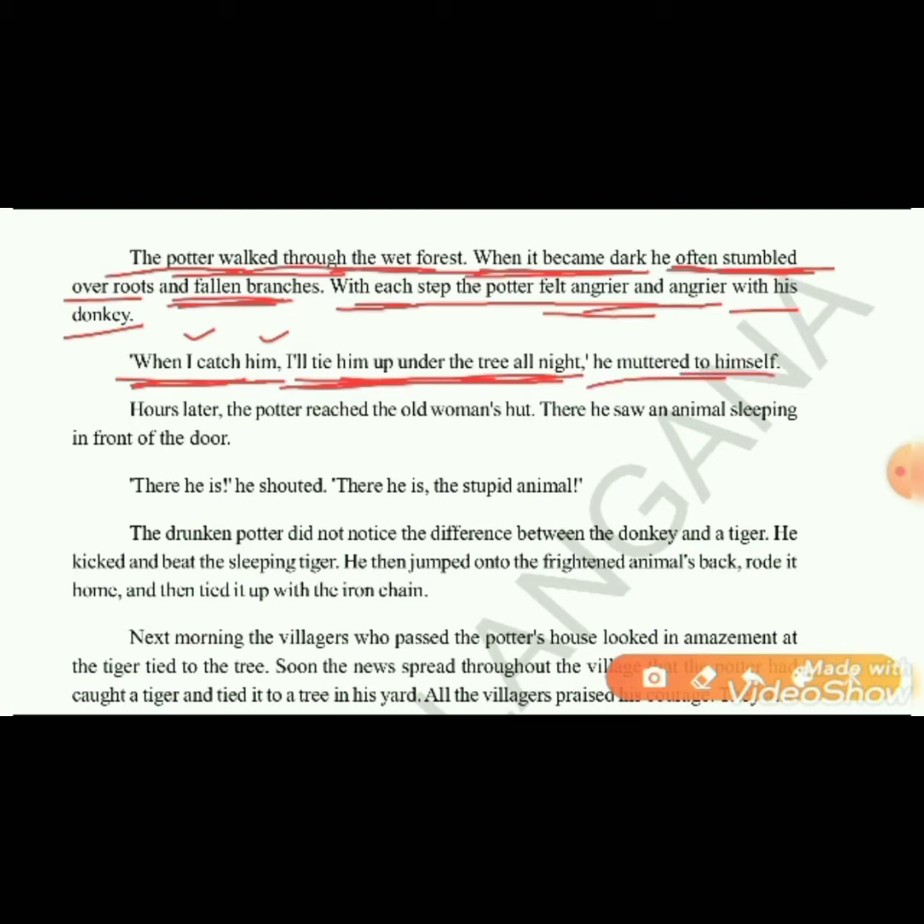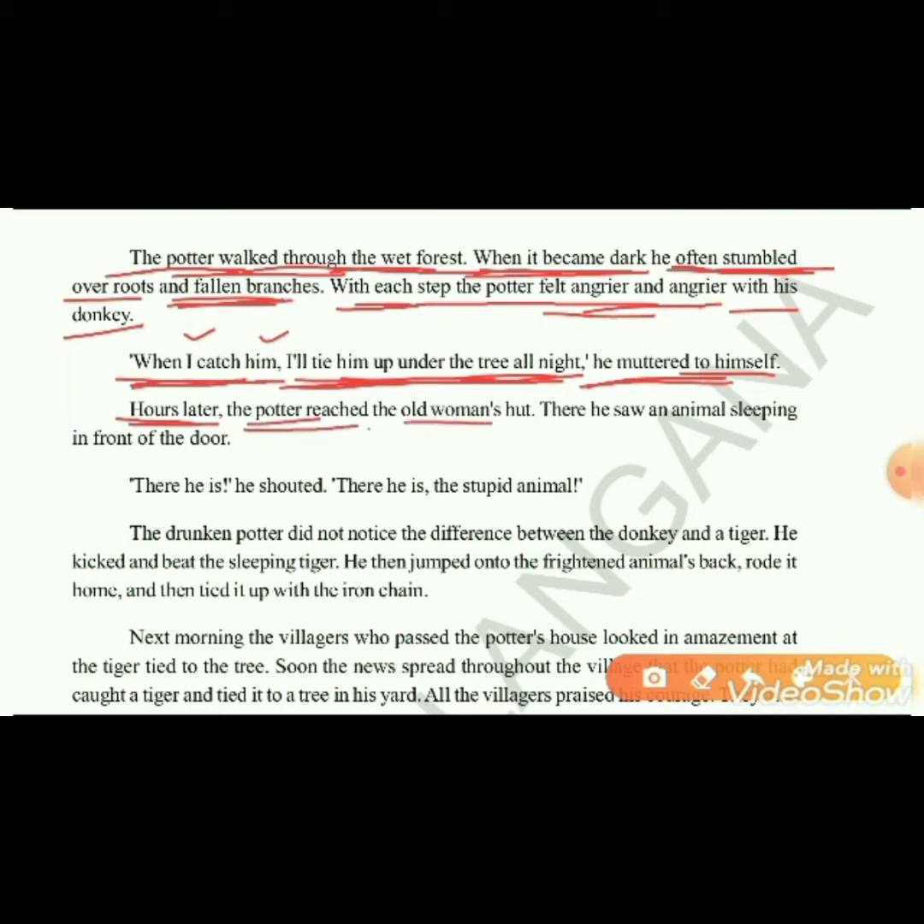What is the meaning of muttered? Say something. Okay. When I catch my donkey, I will tie him to the tree during the whole night, where he escaped. He muttered to himself.